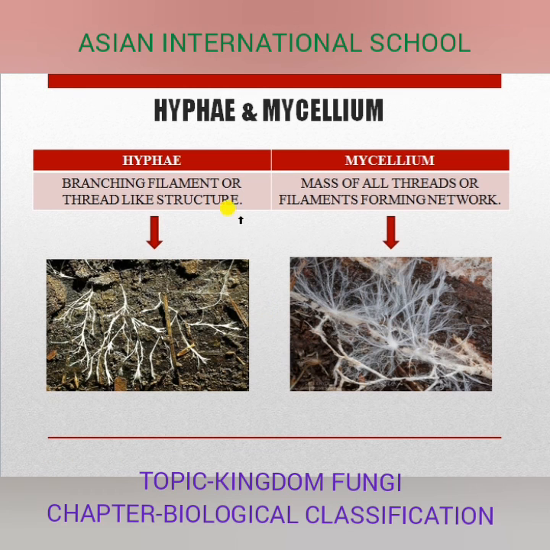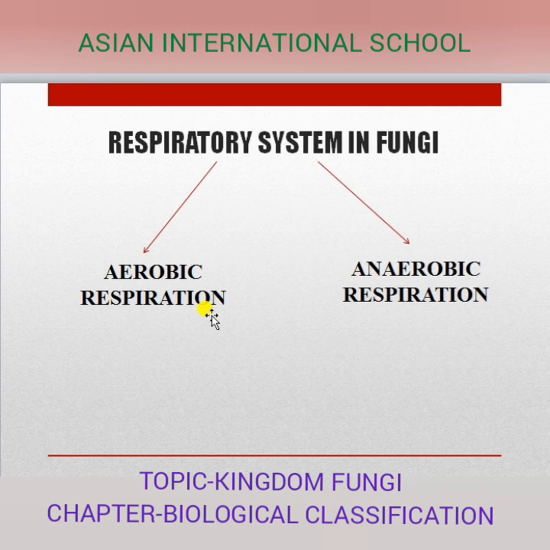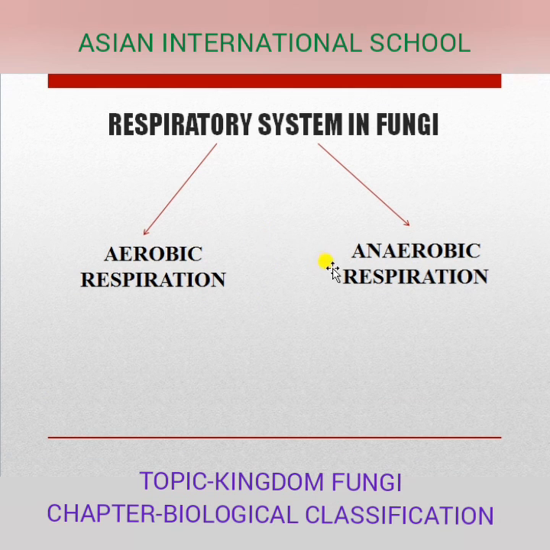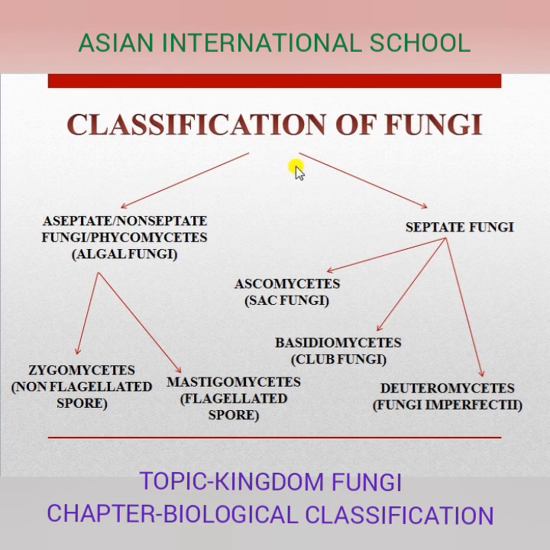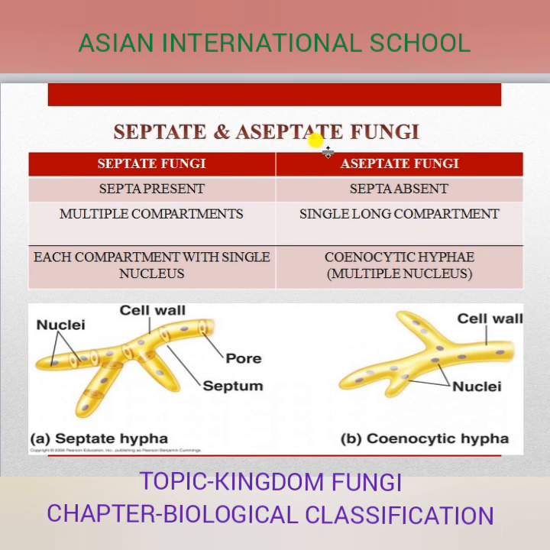Next we saw what hyphae and mycelium are, and the structural difference is very clear to us. In the respiratory system of fungi, both aerobic and anaerobic kinds can be found. In this slide we discussed the excretory system also. In the next slide we discussed the classification of fungi: septate and aseptate. Within septate are ascomycetes, basidiomycetes, deuteromycetes. Within aseptate are zygomycetes and masticomycetes, and aseptate is commonly known as phycomycetes. The septate and aseptate difference with the figure is very clear to everyone.